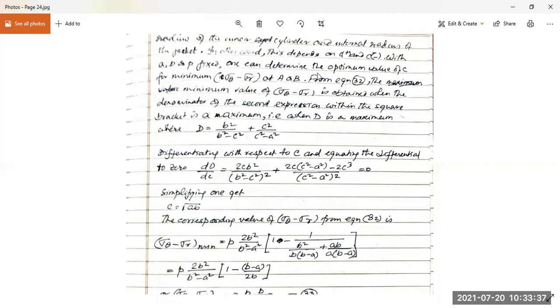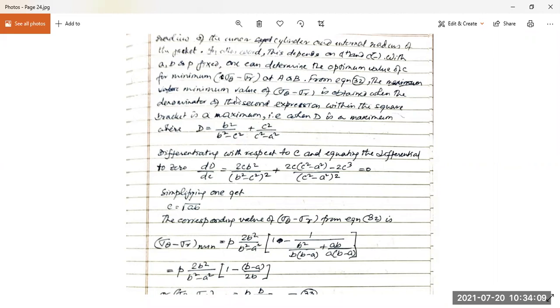One can determine the optimal value of C for maximum sigma theta and sigma r at A and B. From the last equation, that means equation number 32, the minimum value of sigma theta minus sigma r is obtained when the denominator of the second expression within the square bracket is the maximum. That is when D is the maximum, where D is equal to B square minus C square plus C square minus A square divided by C square minus A square.